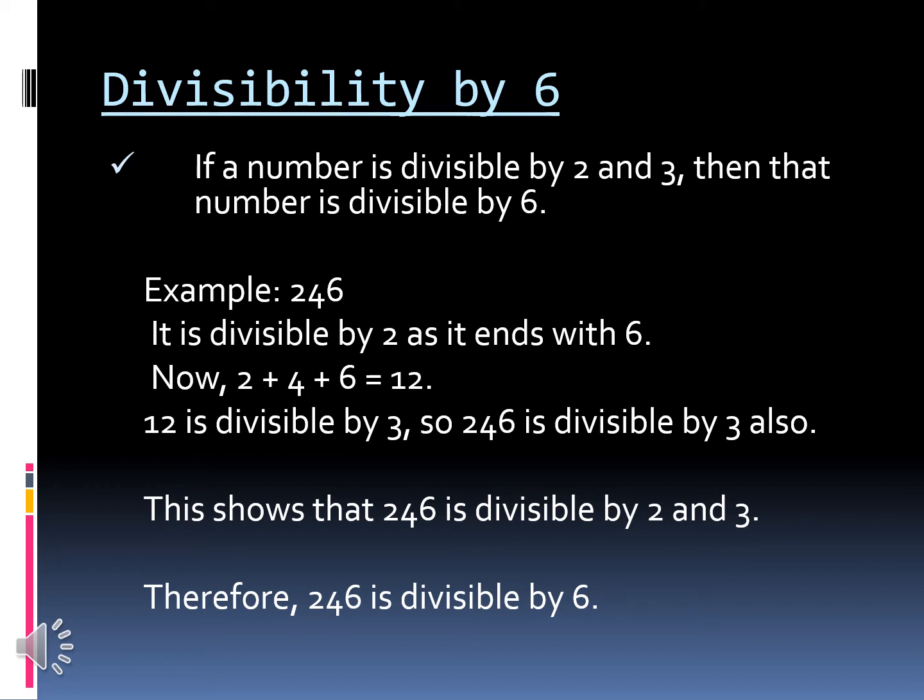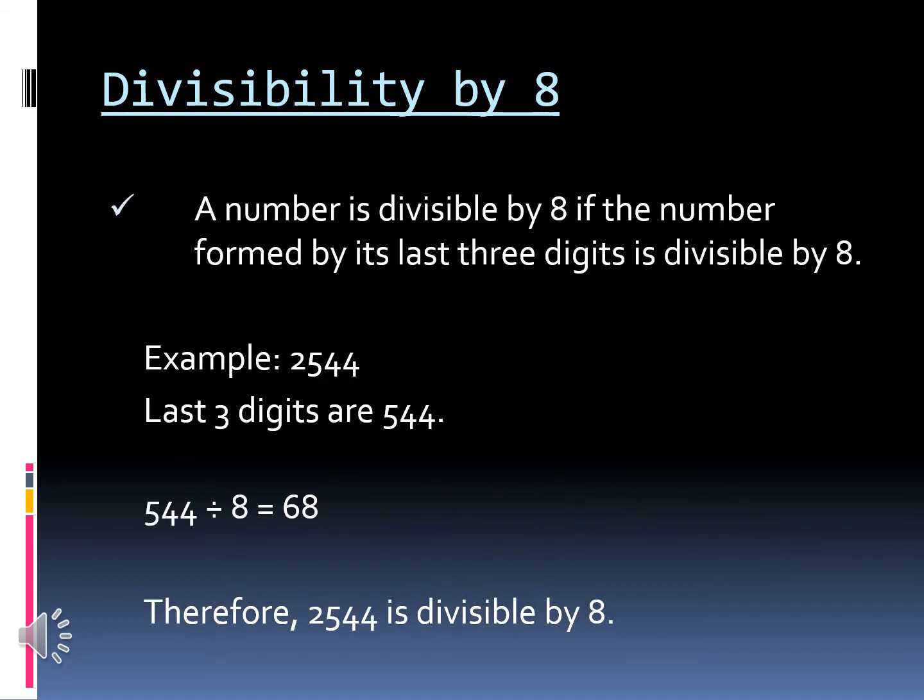So here we have checked both the divisibility rules, that is by 2 and 3, and both come out to be true. 246 is divisible by 2 also, and 246 is divisible by 3 also. So this shows that 246 is divisible by 6 also. So this is how we check the divisibility by 6. Next is the divisibility by 8.